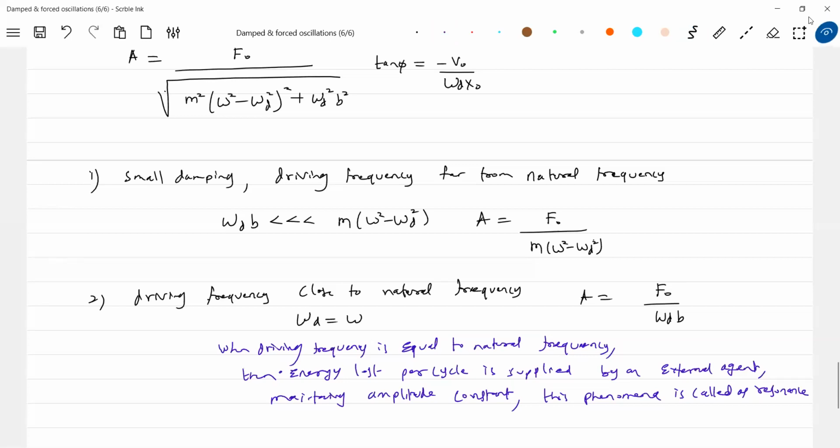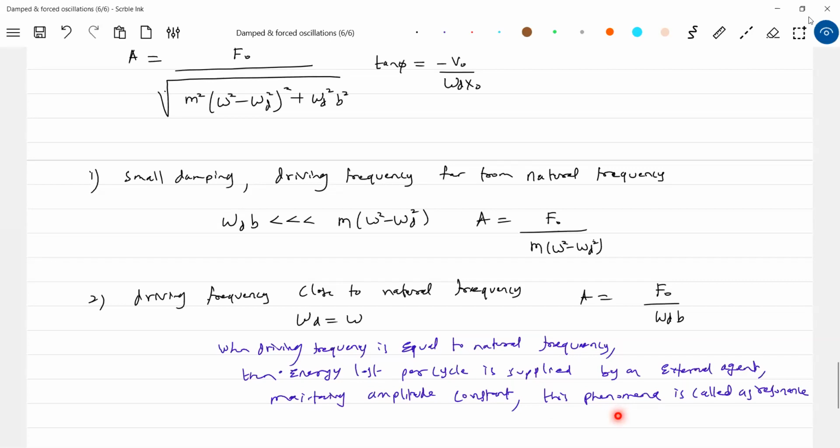It means that however much energy is lost per cycle, if I supply that much energy, the amplitude remains constant. That is called resonance. When the kid enjoys the swing, however much energy is decreasing per cycle, if you continuously supply that much energy, then the swing will have a constant amplitude. The kid will feel pleasant.